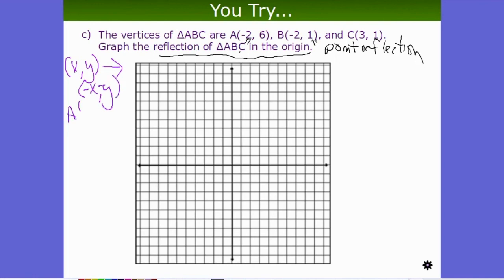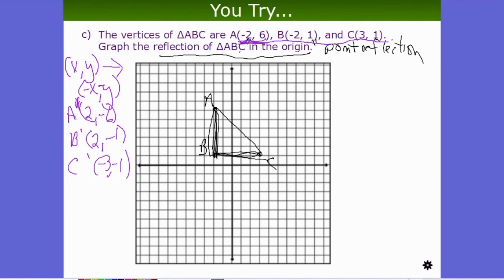My A prime, I'm just going to look at my negative 2, 6 and just make them opposites. B prime will be opposites, and C prime will be opposites. And I was just looking up here to see what the point values were and just taking opposite signs. So we'll graph the pre-image first. Let's graph our reflection points. Now, we are expecting this to look upside down, so we'll see what we get here. And we do. We get an upside down version of that.